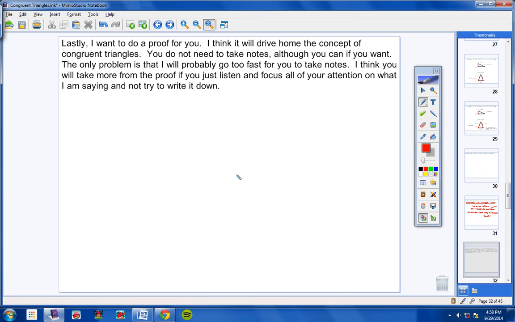Here we go. Now, lastly, I want to do a proof for you. Please listen to me. I think it will really drive home the concept of congruent triangles. However, you do not need to take notes, although you can if you want. The only problem is I'm intentionally going really fast, probably too fast for you to take notes. I think you will take more from the proof if you just listen and focus all of your attention on what I'm saying and not try to write it down. That's my opinion, okay? So here we go. I want you to sit back.